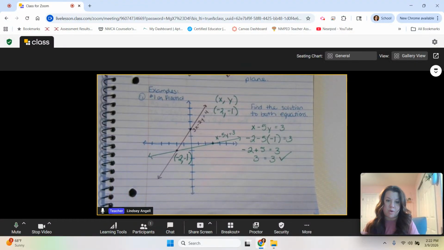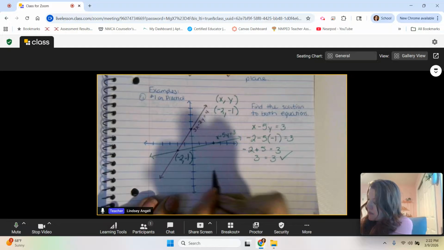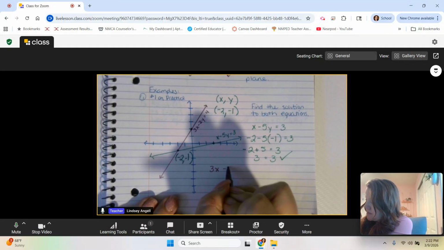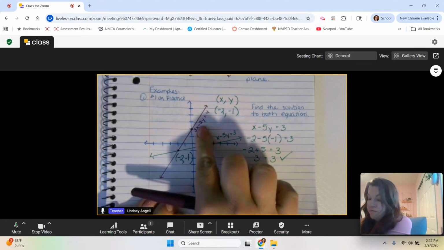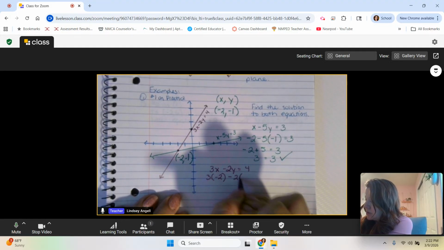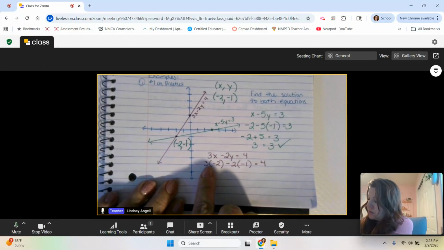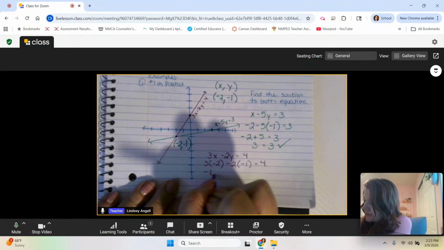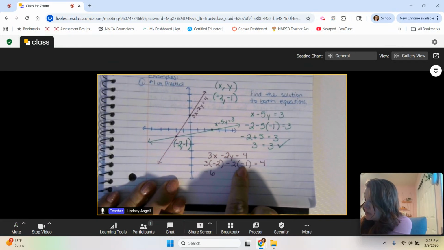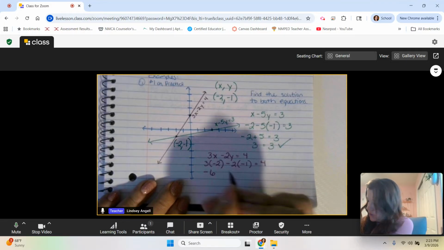Now let me try it with the other one. I'll stick with my color scheme here. So my other equation was 3x minus 2y equals +4. That's this one here. And I'm going to plug in those same numbers. So now I'm going to have 3 times -2 minus 2 times -1 equals +4. Well, 3 times -2 is -6. And then -2 times -1 is positive 2.